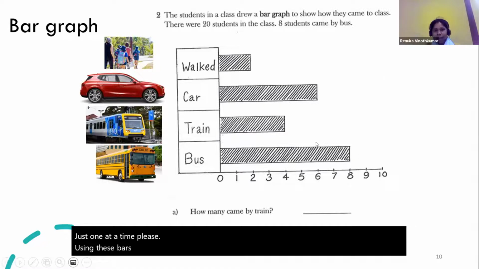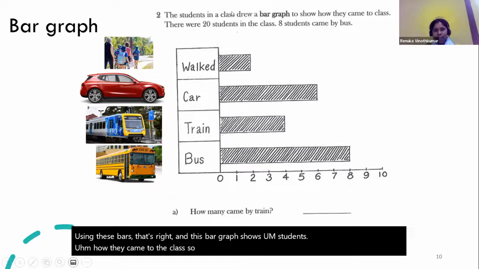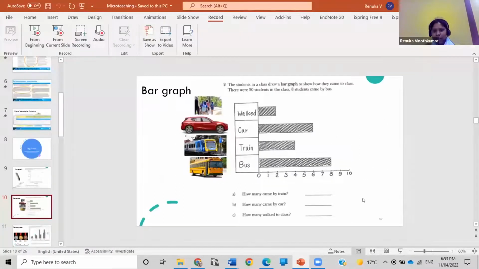And this bar graph shows students, how they came to the class. So there were 20 students in the class. I'm just reading the text here. There were 20 students in the class. 8 students came by bus. And these are questions to you now. So look at this graph and tell me how many students came by train?